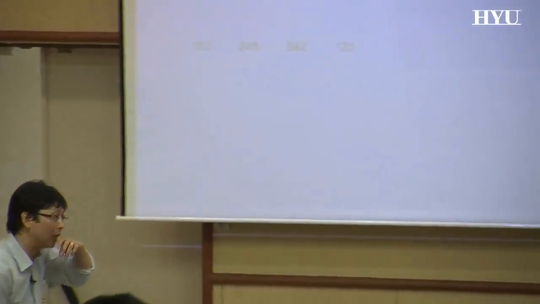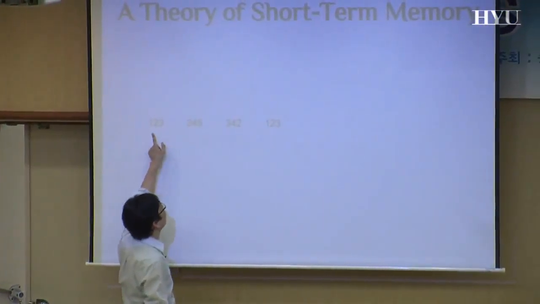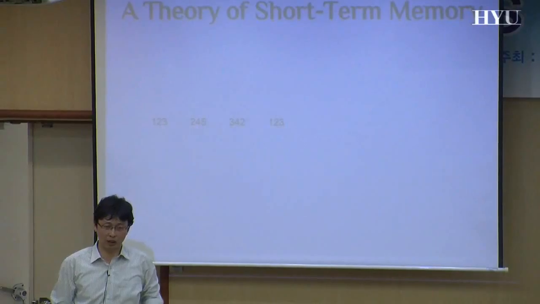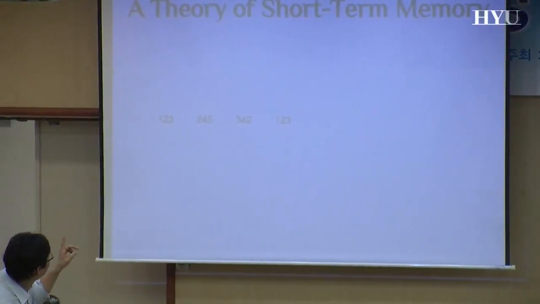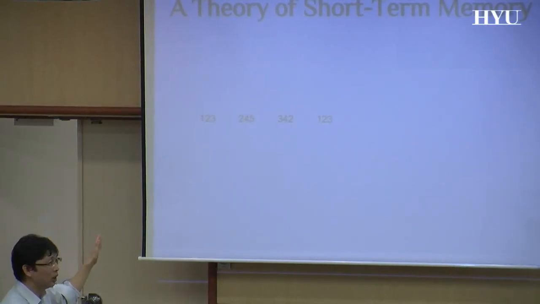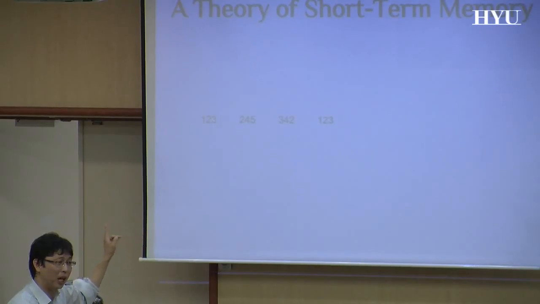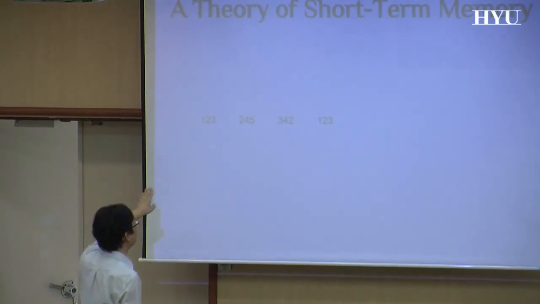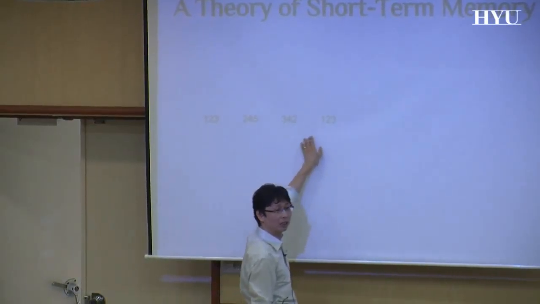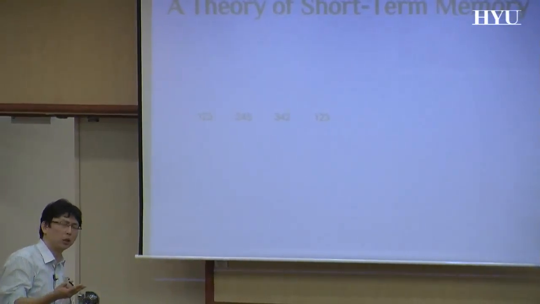What you have to do is, likewise, indicate whether you have seen the same number or not. Like 1, 2, 3, individually presented, then 2, 4, 5, then 3, 4, 2, then 1, 2, 3. So we have 4 legs. From the first to the last, there are 4 legs, right?